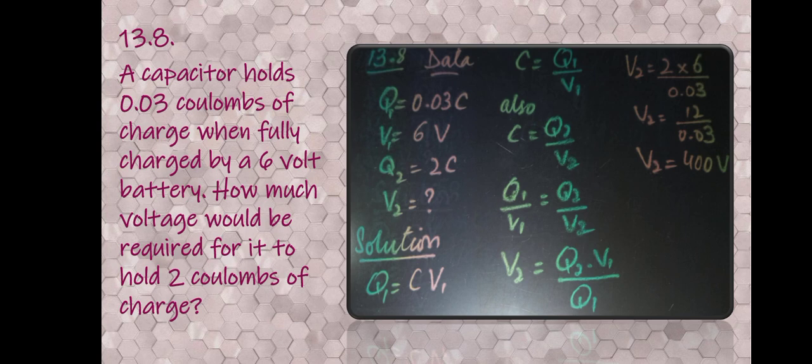Q1 equals C V1. For C it will be Q1 by V1. In second case C will be equal to Q2 by V2. As the C is same, that's why Q1 by V1 will be equal to Q2 by V2. Rearrange it for V2, you will get the required result. That will be 400 volts. Means if that capacitor has to hold 2 coulombs of charge, it must be connected with the 400 volts battery.